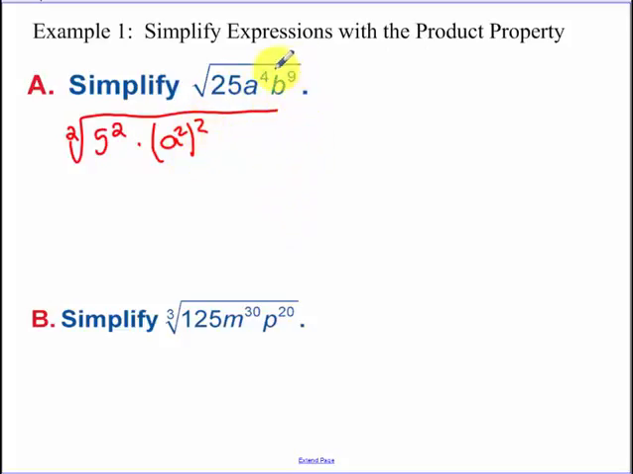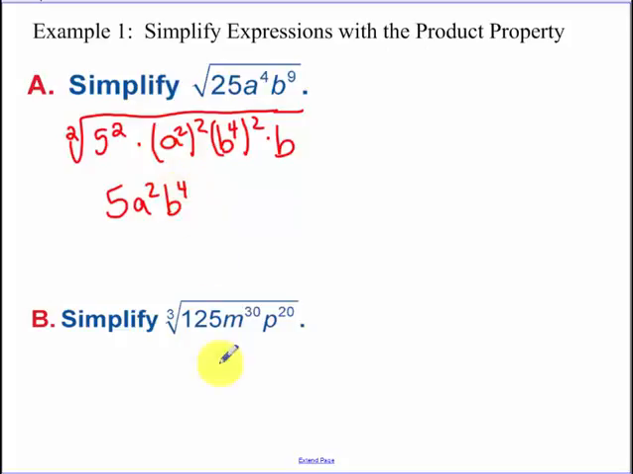Now b to the ninth, that's not even, so it doesn't break down evenly into a perfect 2 power. But b to the ninth can be broken down into b to the fourth squared. Say b to the fourth squared, that gets me b to the eighth. I have b to the ninth underneath my radical, so I have a b left over. So then I can pull out the 5, I pull out the a squared, and I can pull out the b to the fourth.